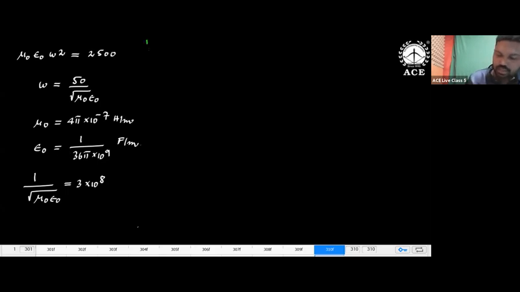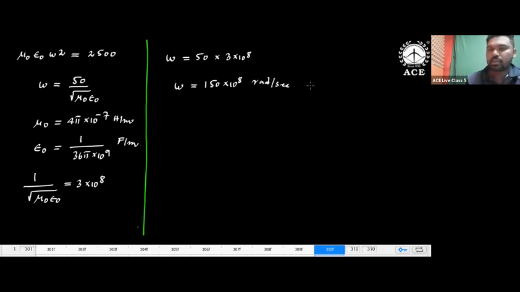So just substitute there. So angular frequency omega is equal to 50 into 3 into 10 to the power of 8. So here it is 150 into 10 to the power of 8 radian per second. So single statement, 3 questions we have done. Let us have one more question.